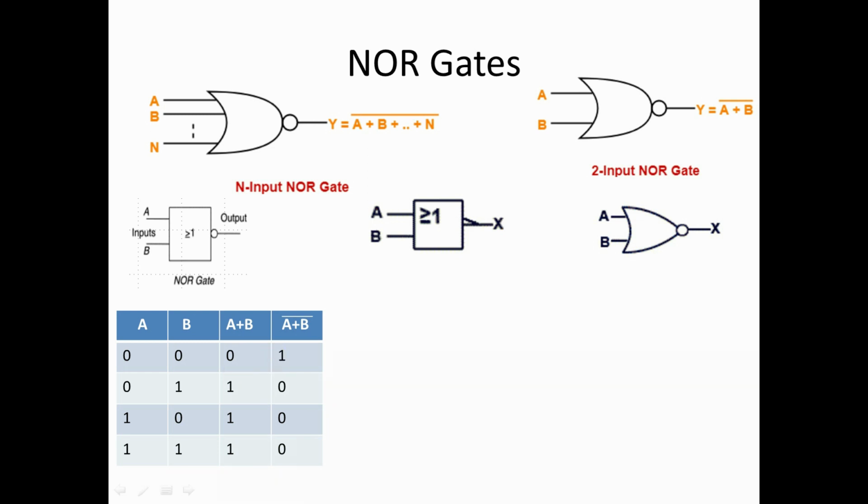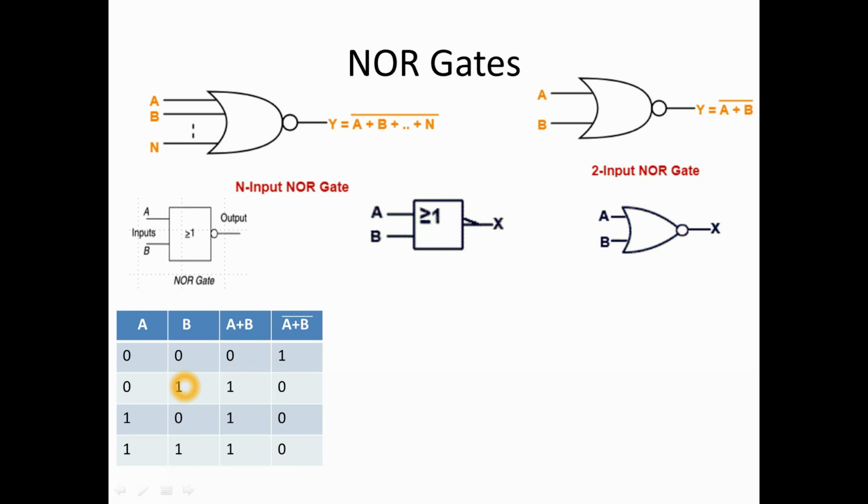This is the logical expression A plus B whole bar, that is the logical expression for the NOR gate. For OR gate it is A plus B. For NOR gate, the complement of the OR gate, that is A plus B whole bar.